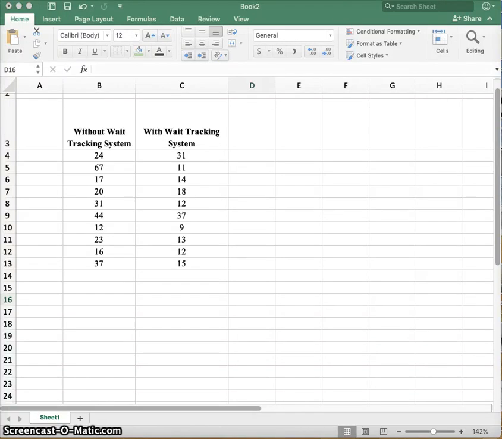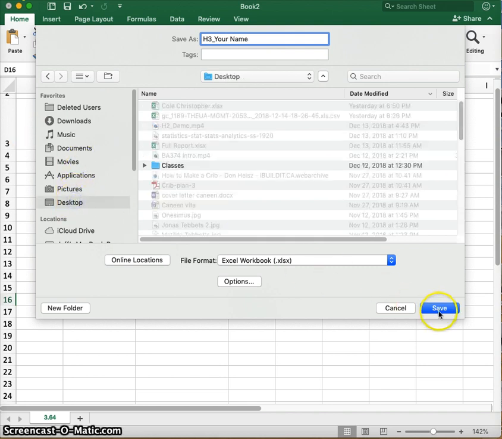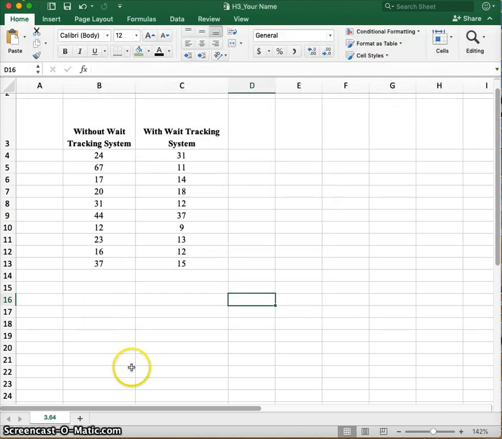Okay, let's take a look at problem 64. So the first thing I'm going to do is change this to 3.64, and I'm going to save this file as h3 underscore your name. All right, now I'm ready to go.